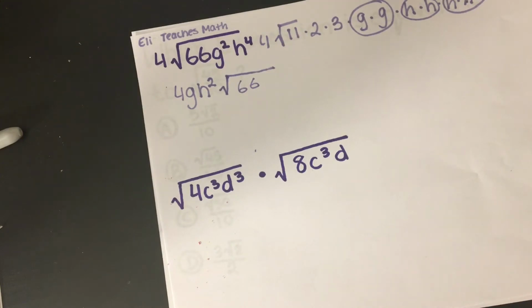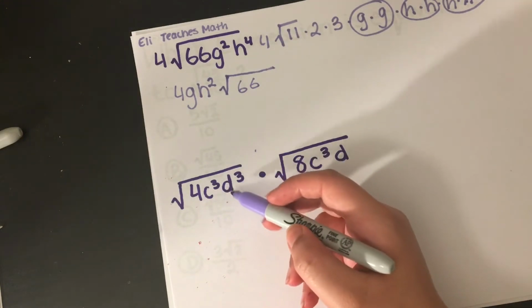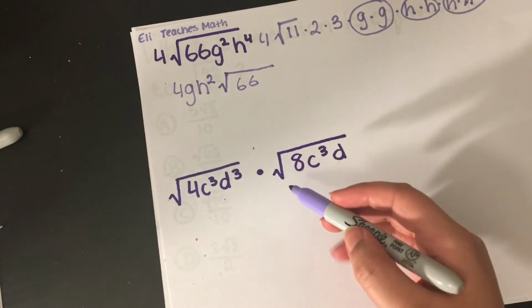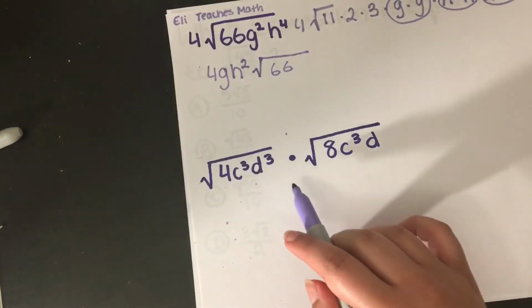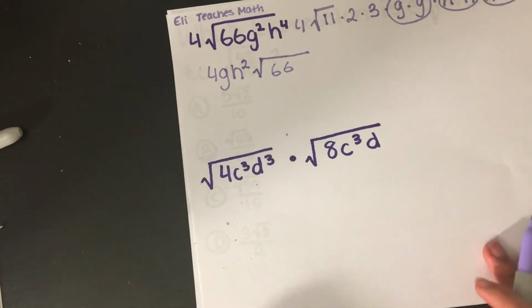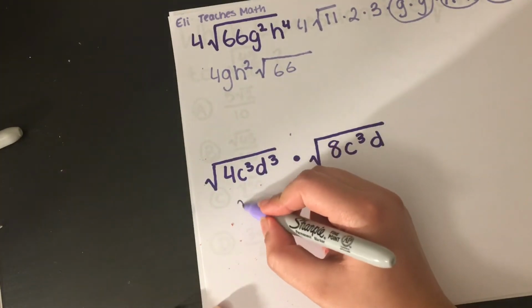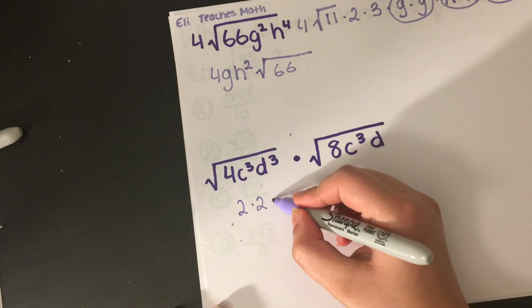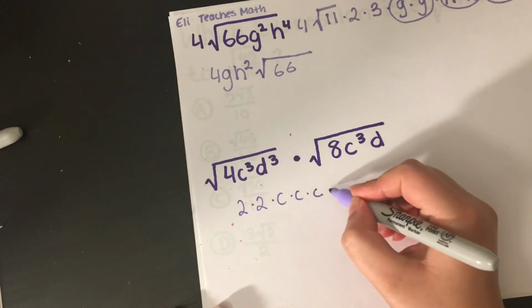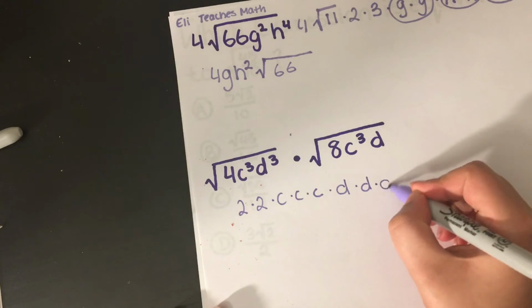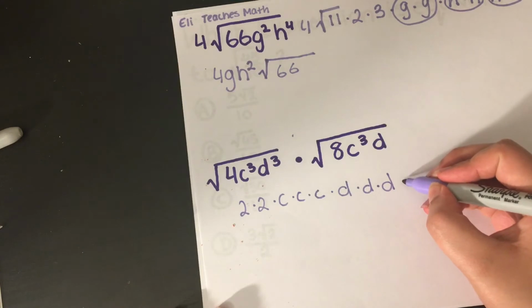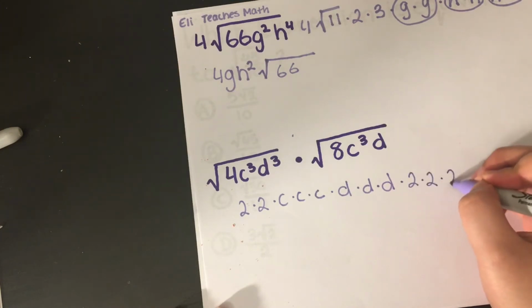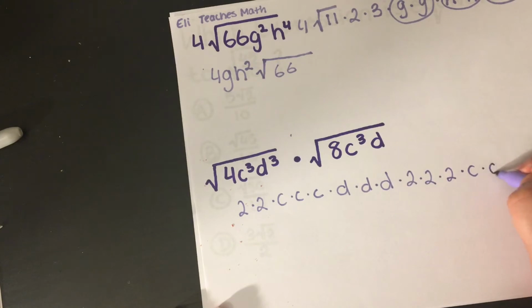Let's try another one. The square root of 4c to the third d to the third times the square root of 8c to the third d. Okay, since we're multiplying, let's just spread this all out. So 4 is equal to 2 times 2, then c times c times c times d times d times d. Now let's combine it with this because they're both square roots anyway. So 8 is equal to 2 times 2 times 2. Then there's c times c times c, and then 1 d.